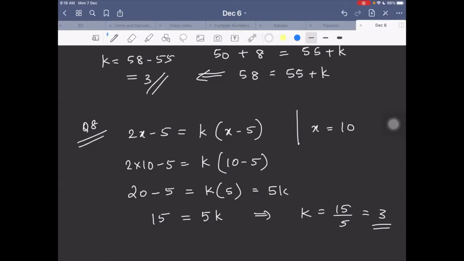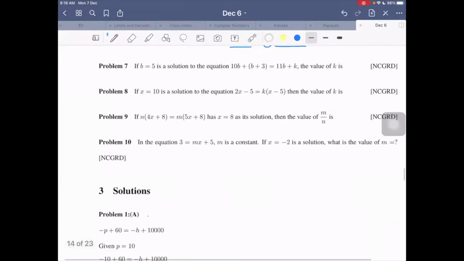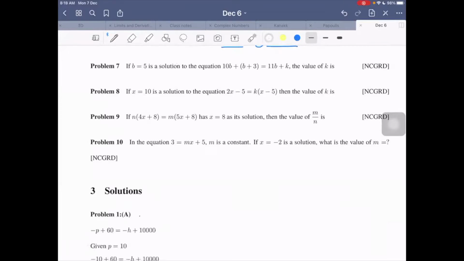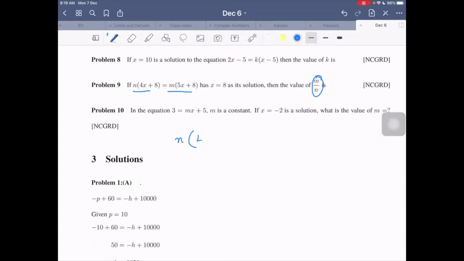I hope we have already solved this question. Yes. We'll go to the next question. Question number 9. n times 4x plus 8 is equal to m times 5x plus 8, and x is equal to 8 as its solution. Then the value of m by n. Of course, there are two unknown constants here, m and n, but they have not asked for the individual values of m and n. They just need the m by n value. So it is possible to get that from here.